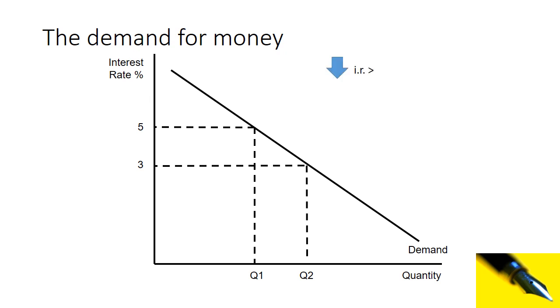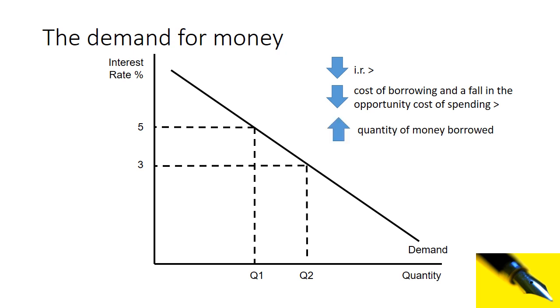So a fall in the interest rate leads to a fall in the cost of borrowing. And to express this in the terms of economists, we could say also there is a fall in the return on saving, which means a fall in the opportunity cost of spending. The opportunity cost of spending is the benefit foregone from saving that money. So the return on saving goes down, means the opportunity cost of spending goes down. So if the return on saving goes down and the cost of borrowing goes down, we will get a rise in the quantity of money borrowed.